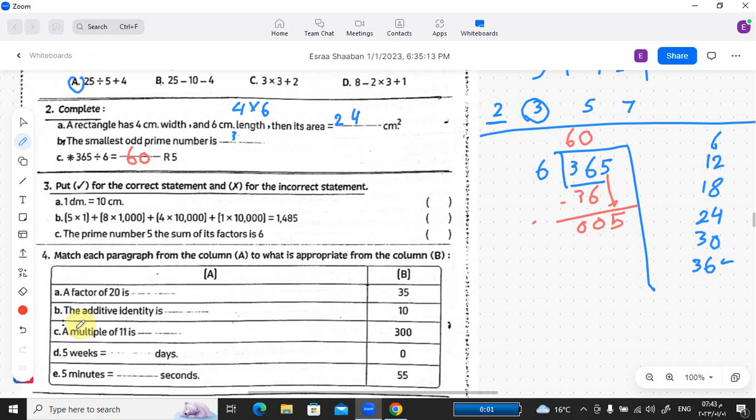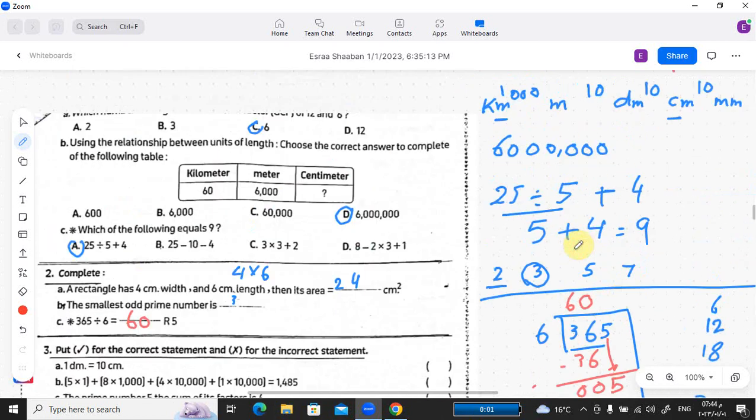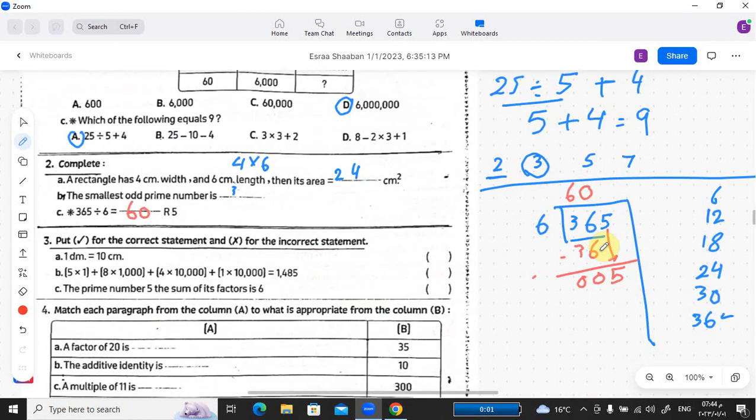Put right for the correct statement and wrong for the incorrect statement. 1 decimeter equals 10 centimeter. Okay, let's move from meter to decimeter, yeah, times 10. So this is right. When we have a 0, we need to count the zeros and start from the right. We will start from the 5, okay? After that, 1 0 we don't have. So, wrong. We have to put 0.